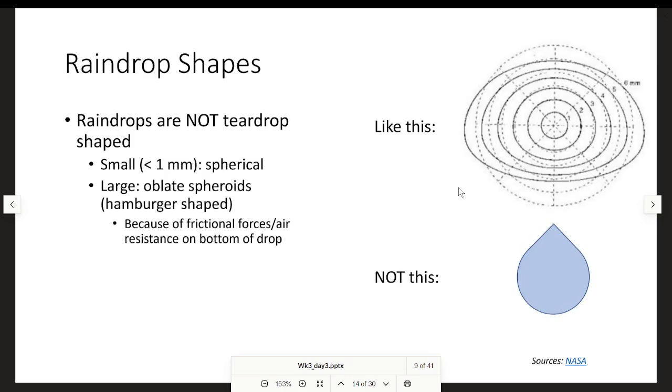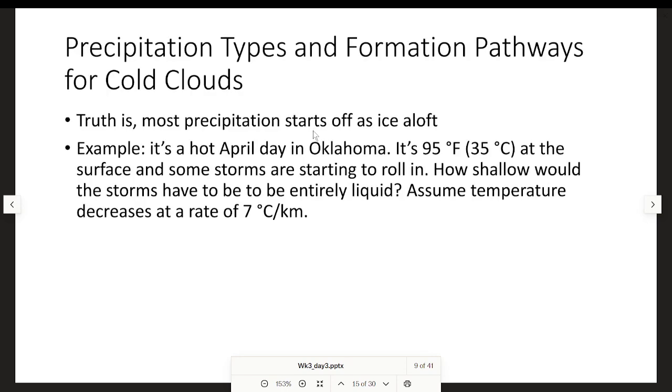Raindrops, oh my gosh. Really? Who drew that diagram? Somebody took the time to make that. That's pretty impressive. Okay, raindrops are not teardrop shaped. When they're small, less than 1 millimeter, they're spherical. And when they're large, they're oblate spheroids, so that's the shape of the Earth, also known as hamburger shaped, I guess. That's kind of funny. Because of the frictional forces and air resistance on the bottom and the top. So yeah, no teardrops here. These are spheres.